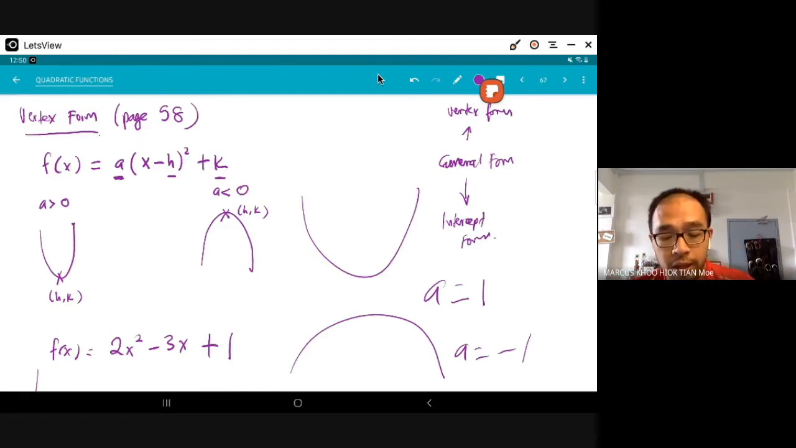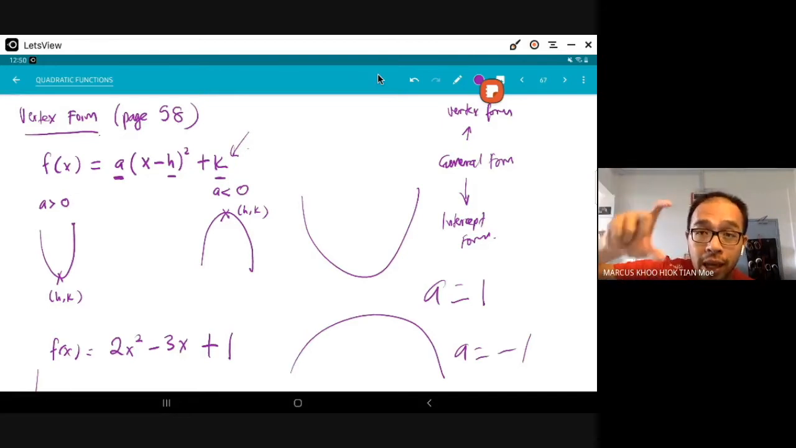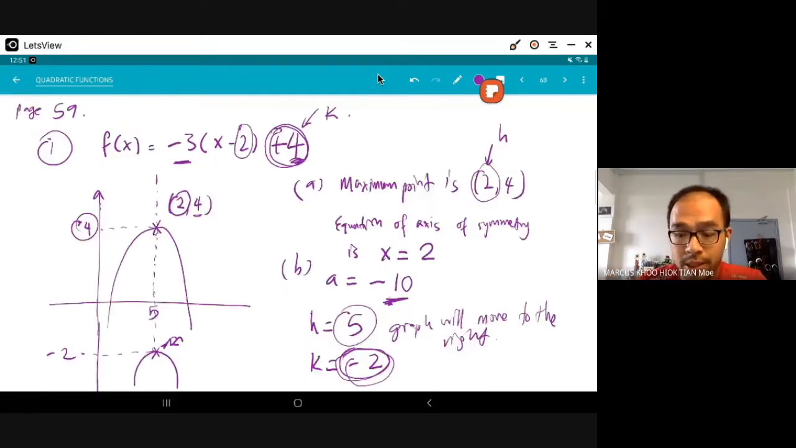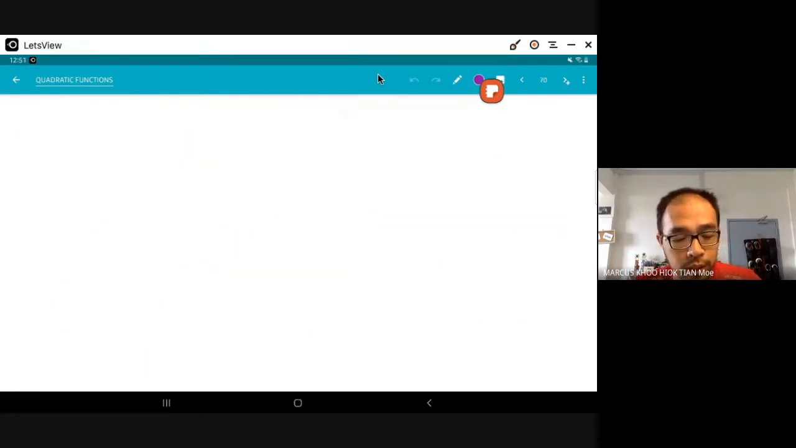And lastly, the value of K tells you whether the graph is going to go up or down. If K is a more positive number, then the graph is going to move upwards. If K is a more negative number, the graph is going to move downwards. So all these are very important information to us. But of course, the most important thing today, please turn to page 60. Page 60 is our main work for today.